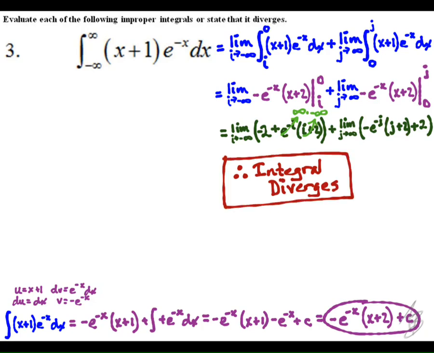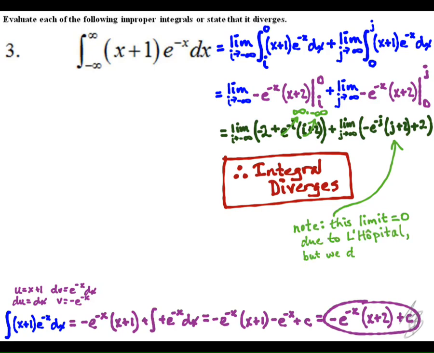Since we get infinity times negative infinity in this first limit, this limit right here is going to diverge, which means that the entire integral is going to diverge. It is not possible for one of them to diverge and the entire thing to converge. One thing I want to note is that this term here in the second limit is going to equal 0 due to L'Hopital's rule. We don't need to evaluate that though because the other limit, the first limit over here, diverges.